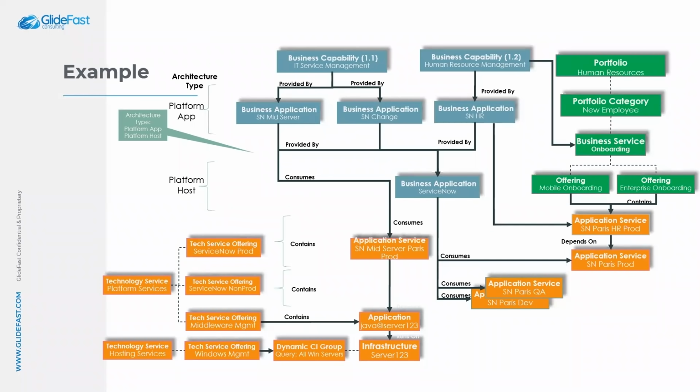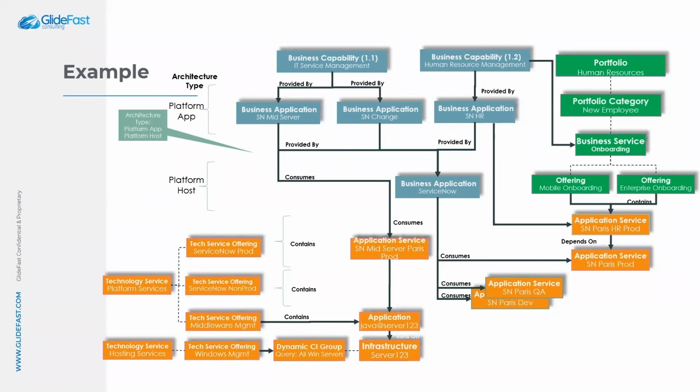And then on the consume side of the hierarchy, we've got the way that your end users and consumers can interact with these services. So taking the example of ServiceNow HRSD, we can see that it's associated with the human resources portfolio. It's part of the new employee portfolio category, where we have a business service for onboarding. And we offer the onboarding experience via a mobile method or an enterprise onboarding, maybe through just a standard website. And we can see that that is associated with the application service of HR Prod.